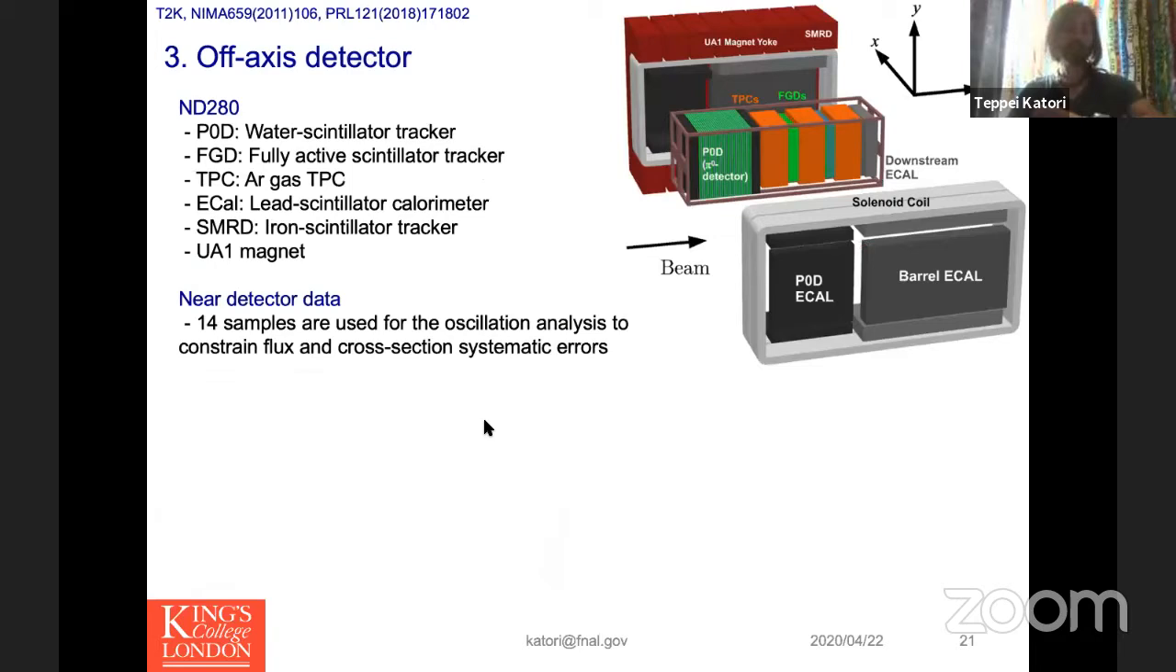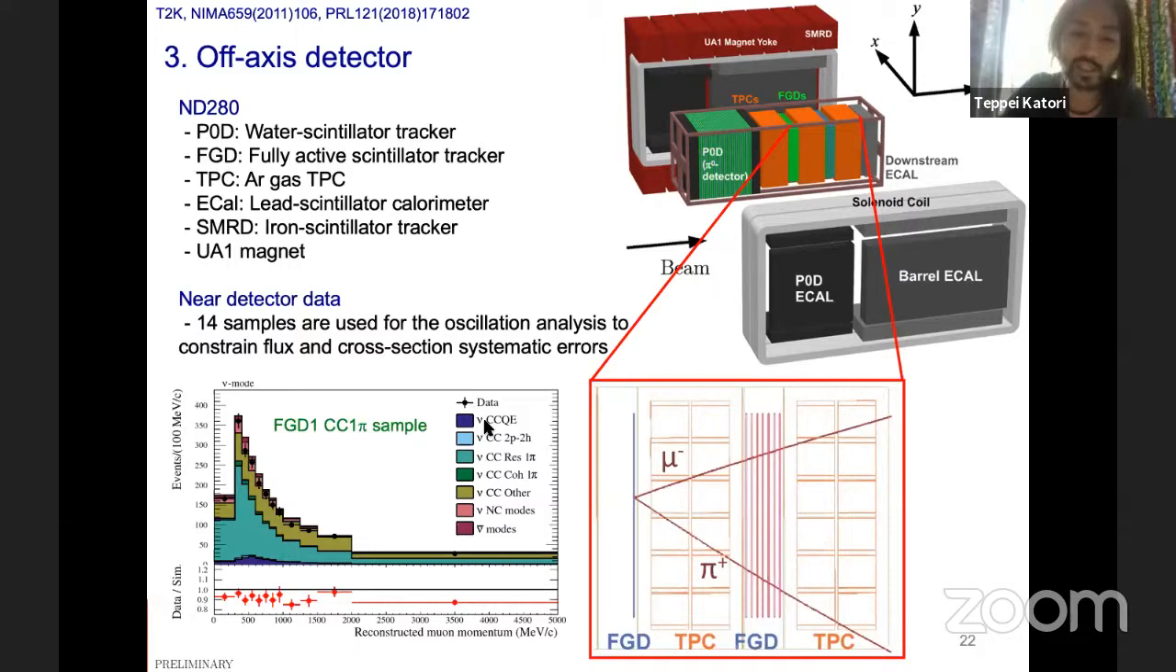The off-axis detector may be more important, which is the ND280. ND280 is a combination of many detectors. The purpose is to measure all the details of the different topologies of neutrino interactions and use this information to constrain both the flux and the cross-section systematics for the oscillation analysis. So I want to give you an example. This is called the FGD1 CC1pi sample. This means a neutrino is interacting with the FGD, which is a scintillator tracker, and produces a charged lepton and a pion. So you see this trajectory.